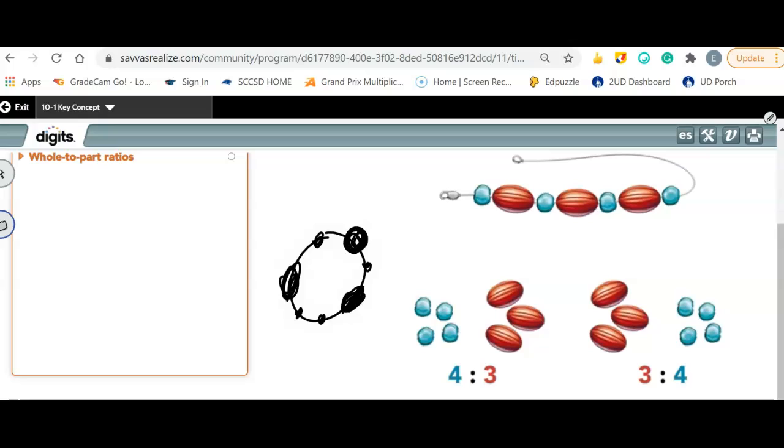So under the part-to-part, draw 4 small beads and 3 large beads, and write the ratio 4:3. That's under the part-to-part, the bottom left of your guys' notes. Or you could have 3 big beads to 4 small beads, which would be this one. So a part-to-part are 2 different objects, 2 different things.